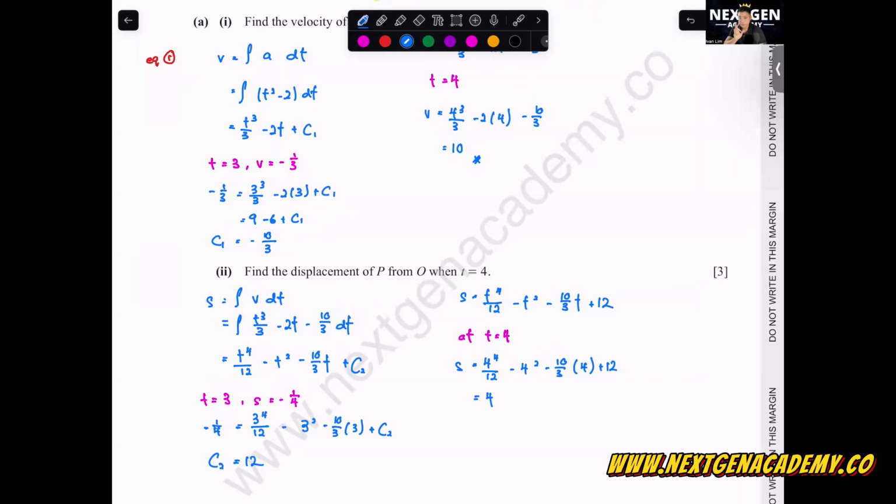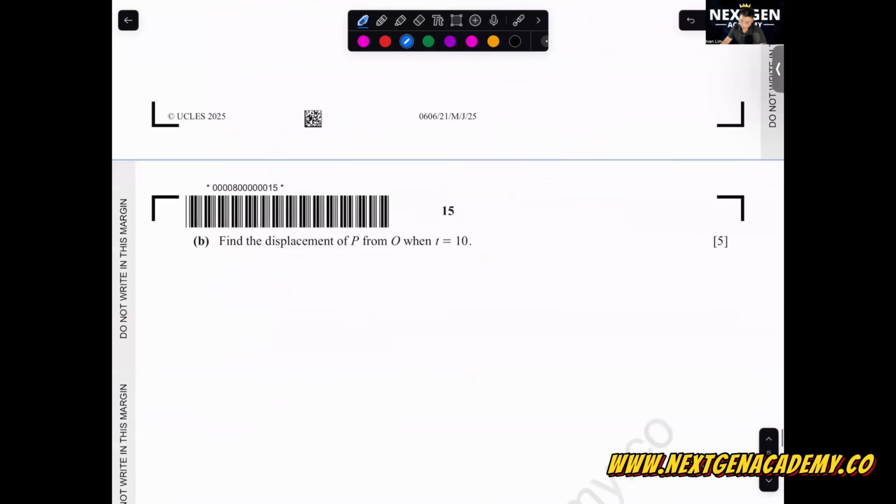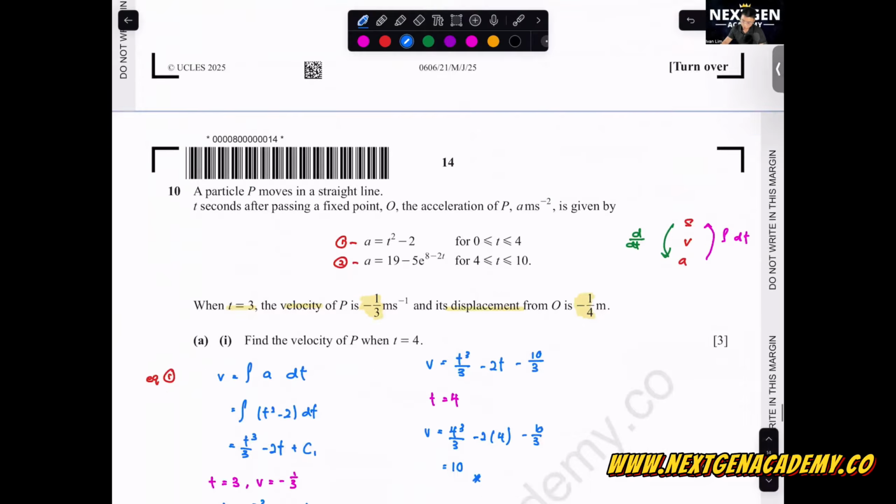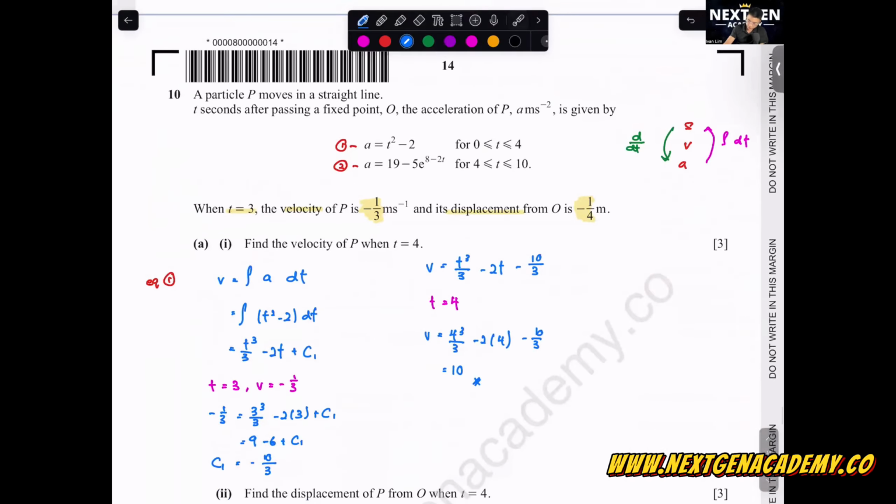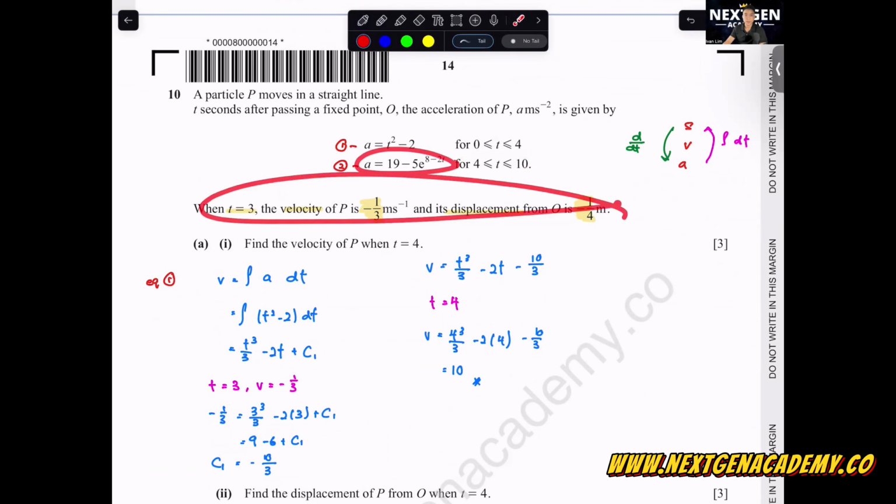This question has come up before in the older papers. Now, find the displacement of P from O when t equals 10. You see, the next range that we want to find is from this part here, when t equals 10. So that means we have to use this one already. But the problem now is how do we find the arbitrary constant? They didn't give us this information.